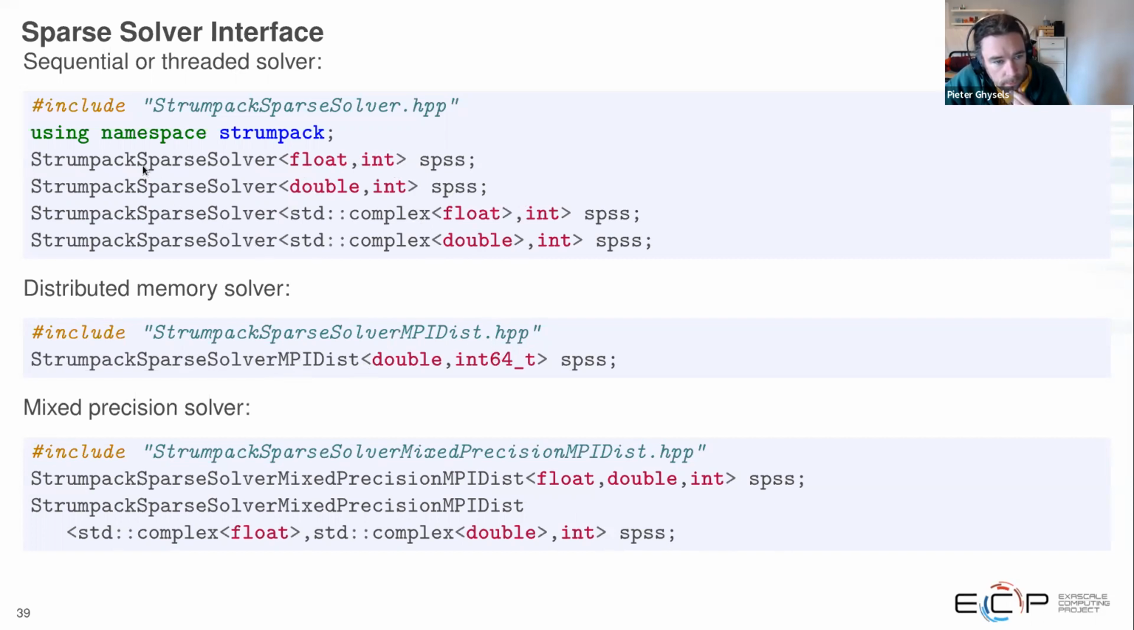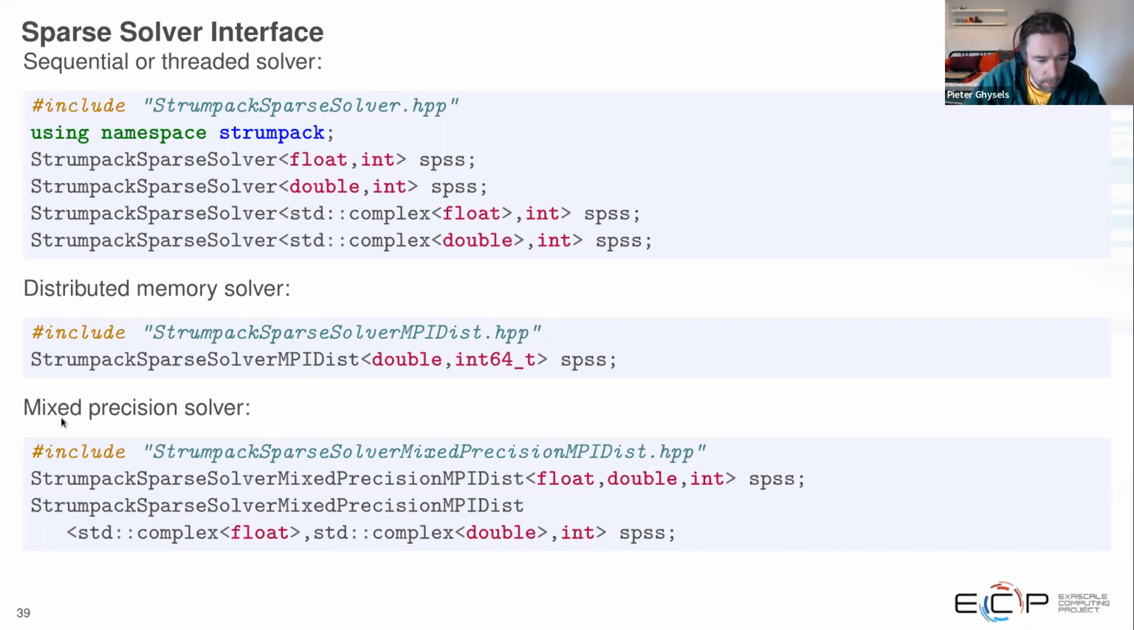Actually, this class is now called just SparseSolver and no longer StrumpackSparseSolver, because it's already in a namespace strumpack. I thought it would be better to remove this, but there's still an alias called StrumpackSparseSolver. So I'm sorry for the confusion, but you can still use StrumpackSparseSolver, which is also what it's called in the examples.